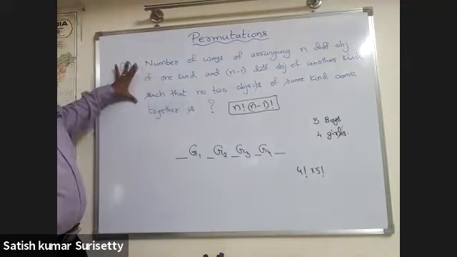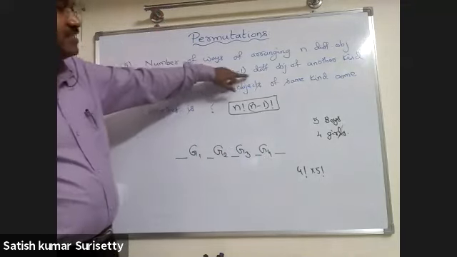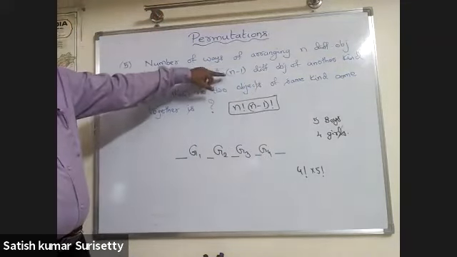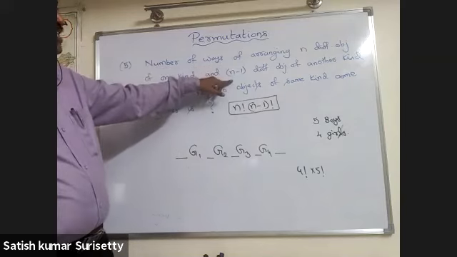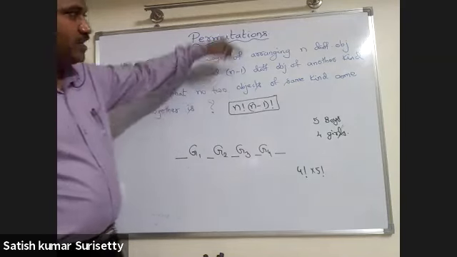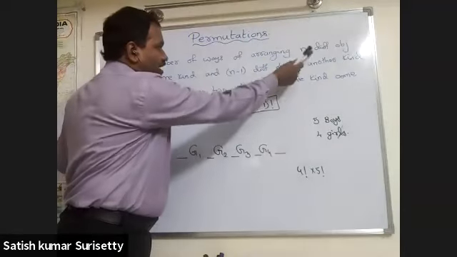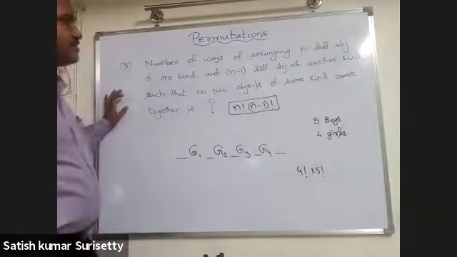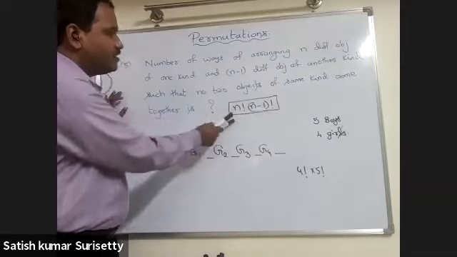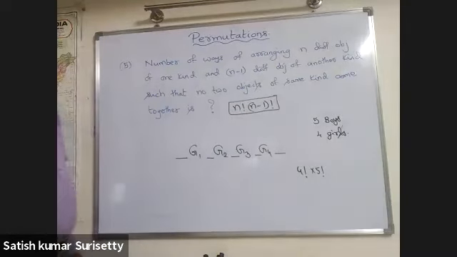That means in this case first you have to arrange n minus 1 distinct objects, with n minus 2 places in between and the extreme 2 positions. So n minus 2 plus 2 becomes what? n. So n blanks will be allotted for n different objects. So (n minus 1) factorial into n factorial.